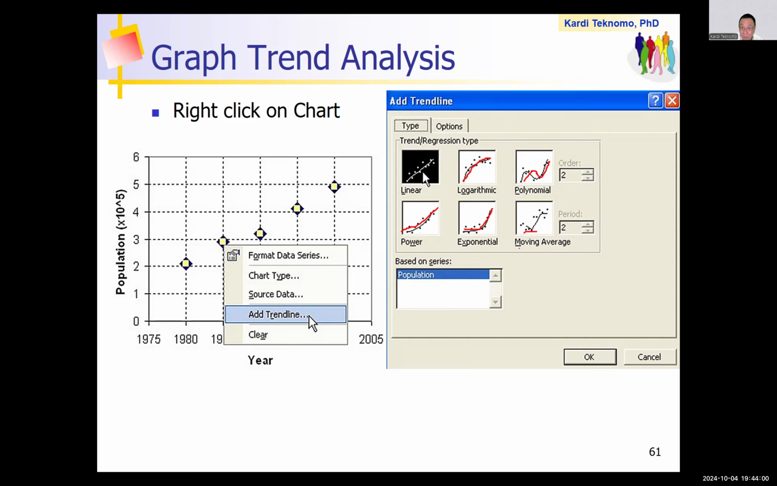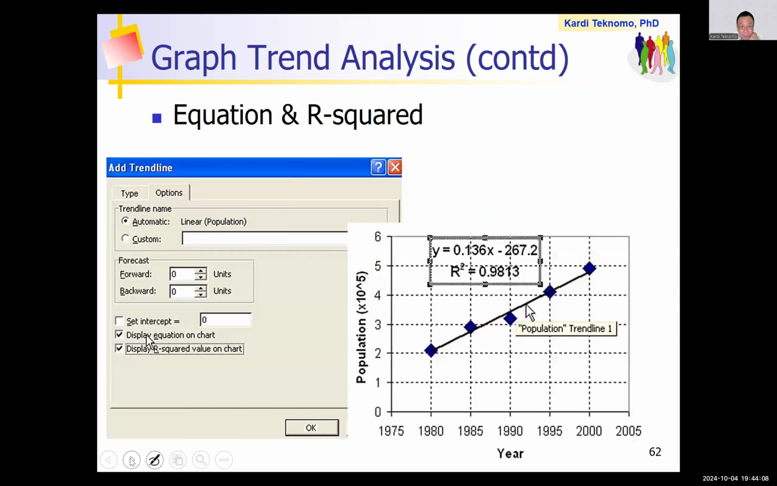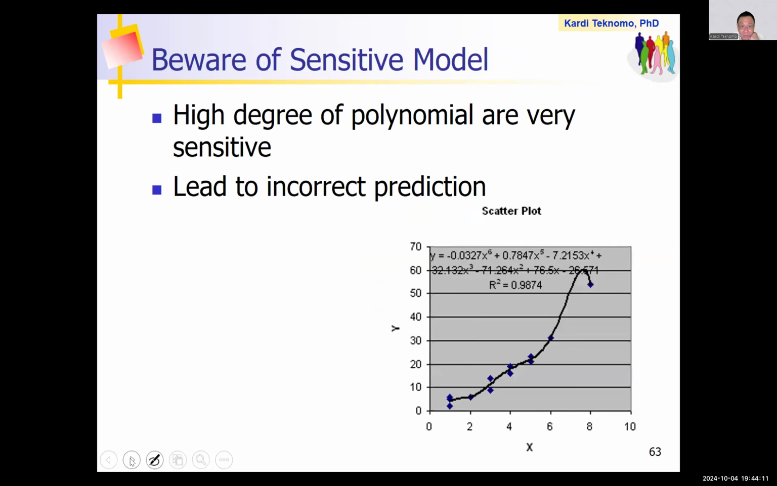Excel only produces a few models, but you can generalize later. So with that, you need to be careful. If you are using a polynomial, say for example degree 6 here, it will become overfit. Overfit means it will fit the data very well, maybe R square is very close to 1. But it cannot be extended. Extrapolation is not good.